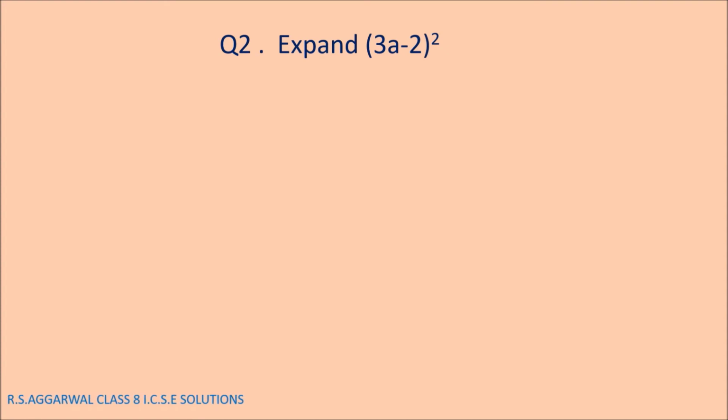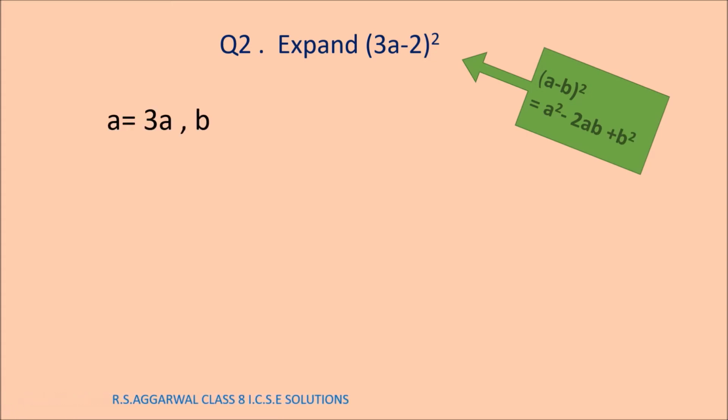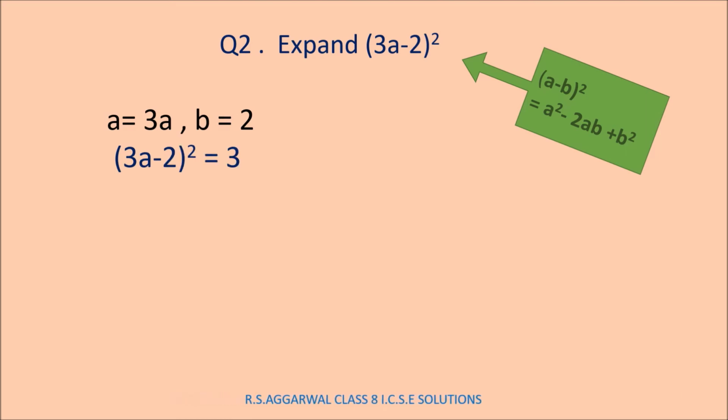Let's take now question number 2, where we need to expand. All the sums are based on the identity (a minus b) the whole square, as we can see from the negative sign between the two terms. So the identity is (a minus b) the whole square is a square minus 2ab plus b square. Here a is replaced with 3a and b is replaced with 2.